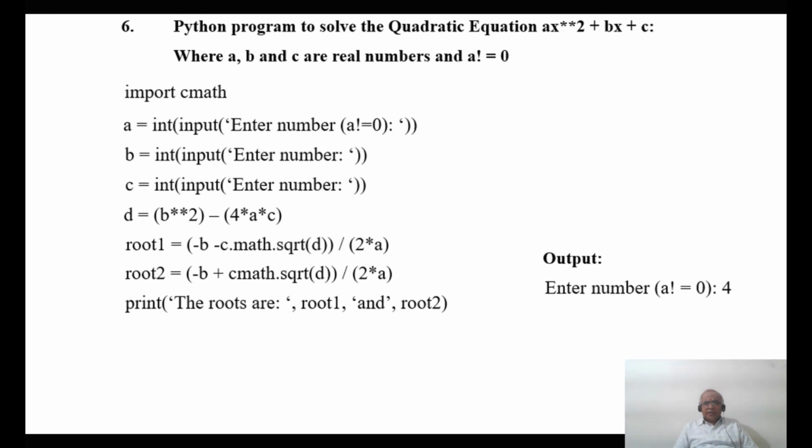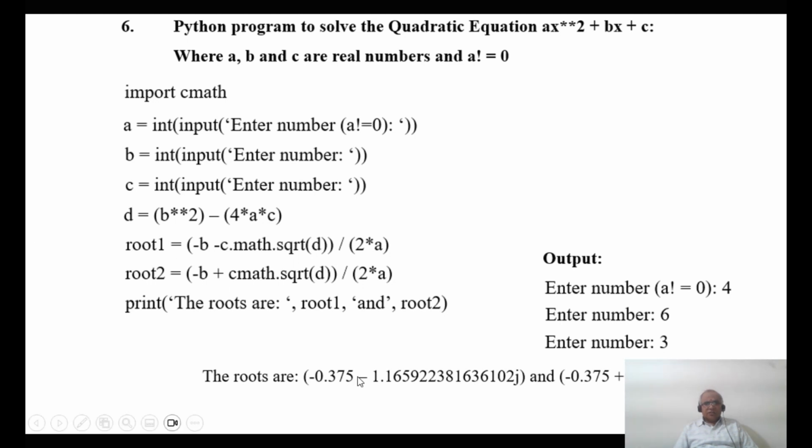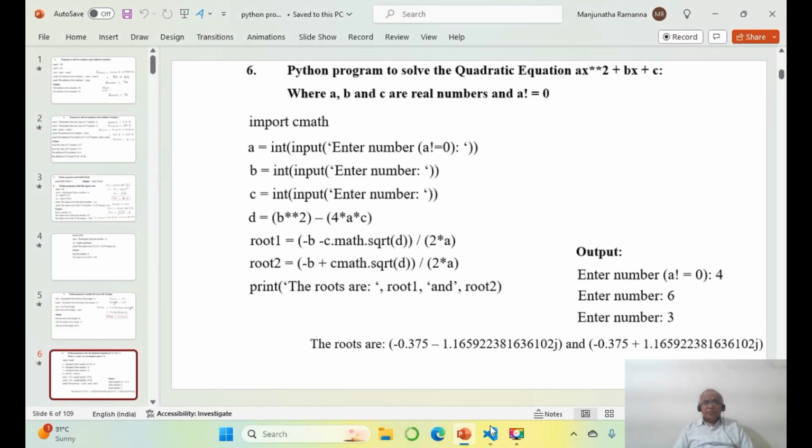So what is the output? Enter a number not equal to 0, 4, 6 and 3. So the square root of this number is going to be this much amount. So this is what it is calculating, both real roots and the imaginary root. So that is how you will be able to do it. Now how is it going to be executed?